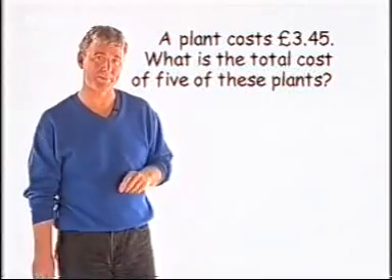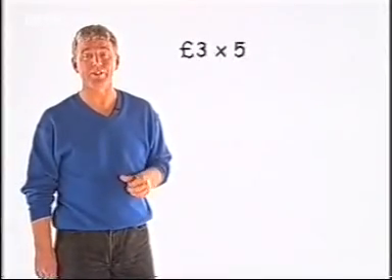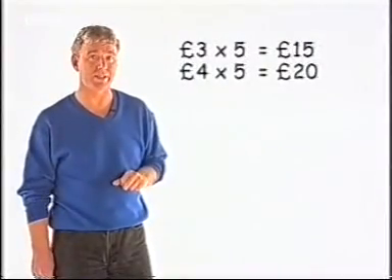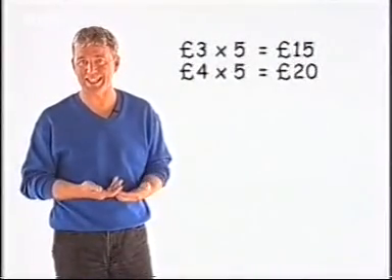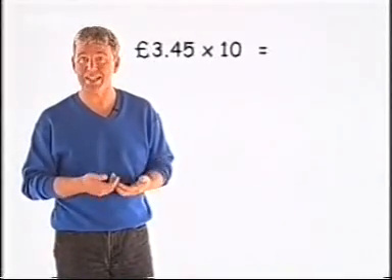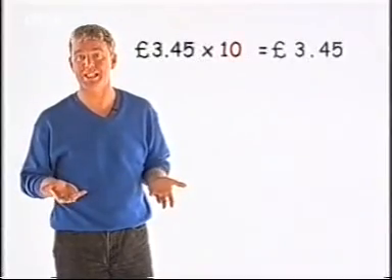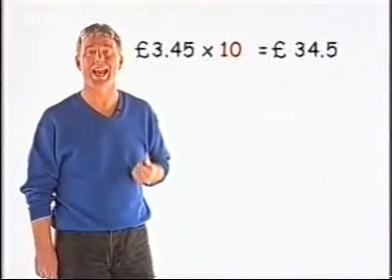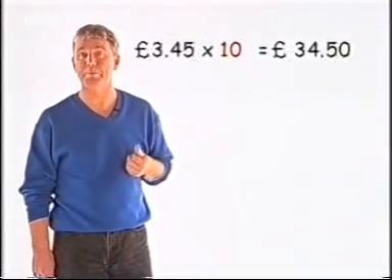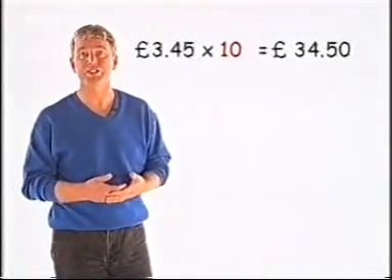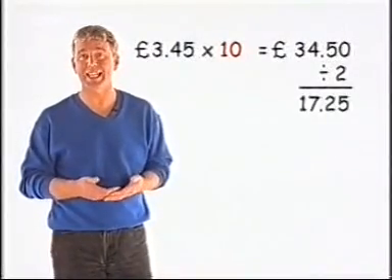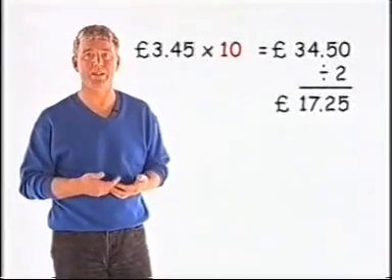Firstly, make an estimate. If the plant costs £3, 5 would cost £15. If they cost £4, then 5 would cost £20. So the answer must be between £15 and £20. If one plant costs £3.45, then 10 plants must cost, well, to multiply by 10, I move the digits one place to the left and a 0 fills the empty place. That's £34.50. We only want 5, so half of this is, well, half of 50 pence is 25 pence, and half of 34 is 17. So the answer is £17.25.